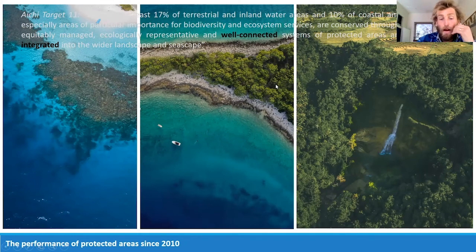And the studies in this space show that around 30% of terrestrial ecoregions were at least 17% covered by protected areas that can be reached by species in a potential dispersal distance, and that the percentage of connected terrestrial protected areas increased from around 6 to 7% between 2010 and 2018.